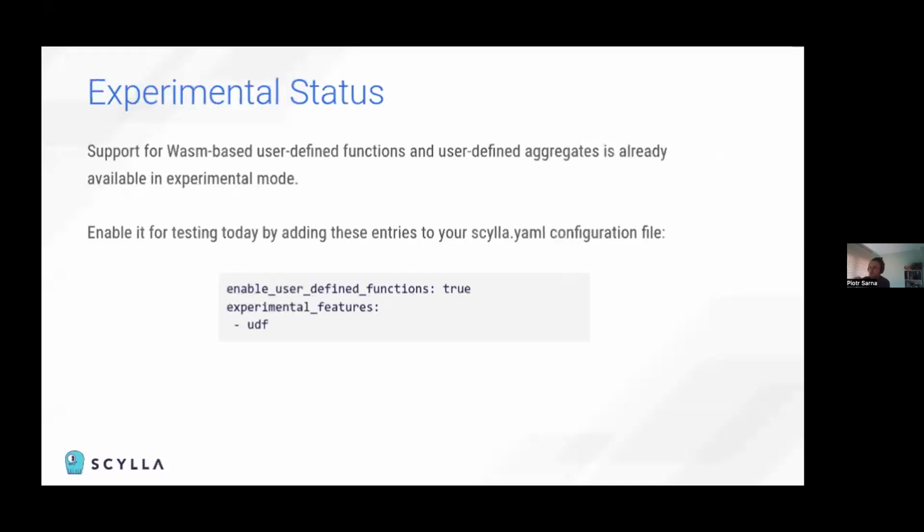Finally, Wasm-powered user-defined functions are already available in ScyllaDB, but in experimental mode. So don't hesitate to spin up a test cluster and try it out. And here's how you can set your nodes up to enable this experimental feature, including WebAssembly for user-defined functions.